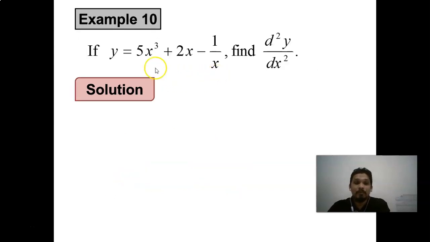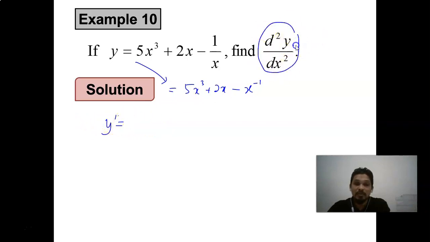Before we continue with the differentiation of this, I'd like to make an adjustment here, which is also equal to 5x cubed plus 2x minus x to the power of negative 1. Now y prime, the first derivative, and then the second derivative, which we define as y double prime. So this is the first derivative here.